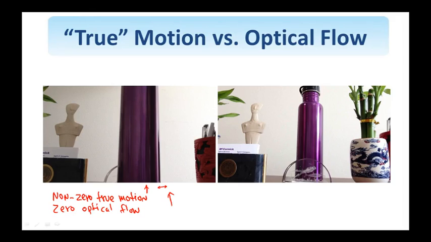I want to demonstrate the second case by this video, the case of zero true motion and non-zero optical flow. Due to the change in the ambient light, the optical flow is non-zero, if you focus, for example, on this statue or this business card holder. However, nothing moves in the scene. So let me play this video for you.